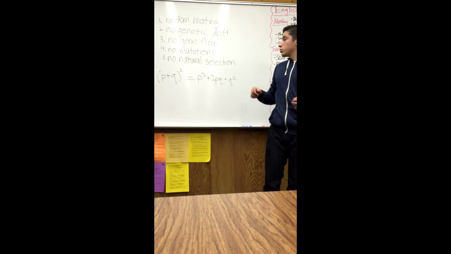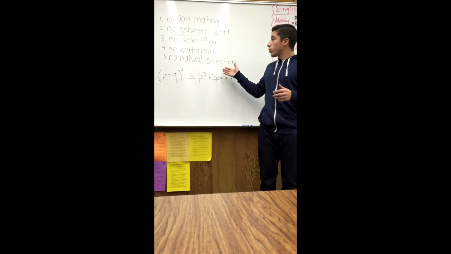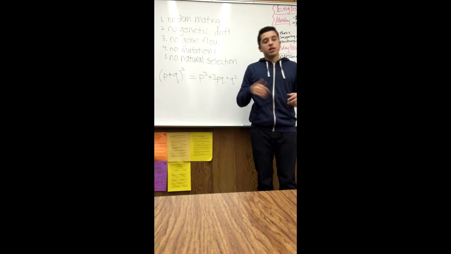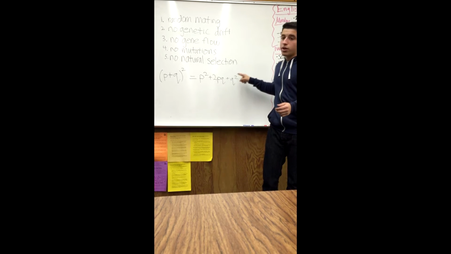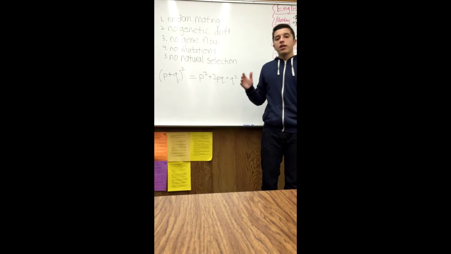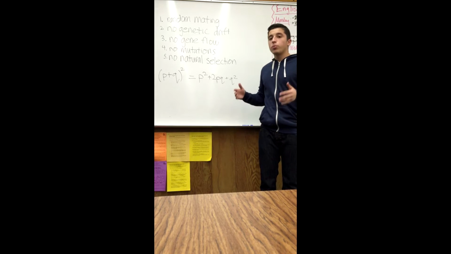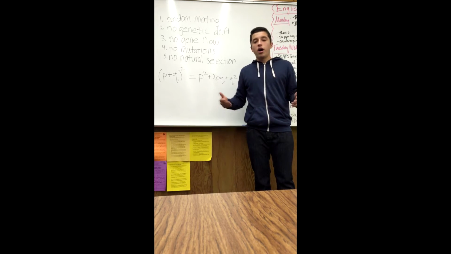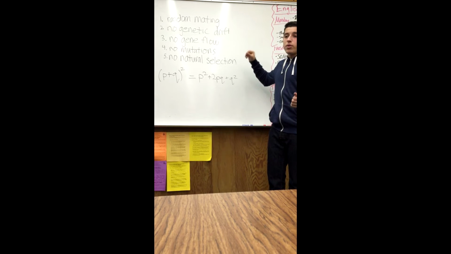The fourth is no mutations. No mutations can occur, because again it would disrupt the allele frequency in a gene pool. Lastly, no natural selection can occur. Organisms of all genotypes go through the same living and death, so there are no perks and no adaptations that go on. Everything is the same. In order for Hardy-Weinberg equilibrium to work, all of these must be followed.